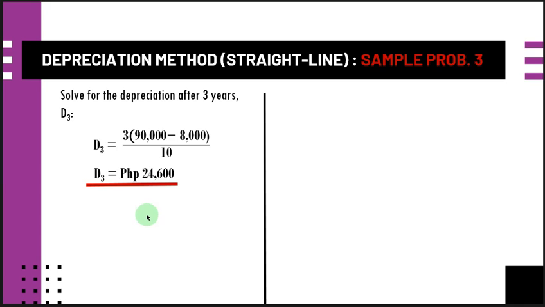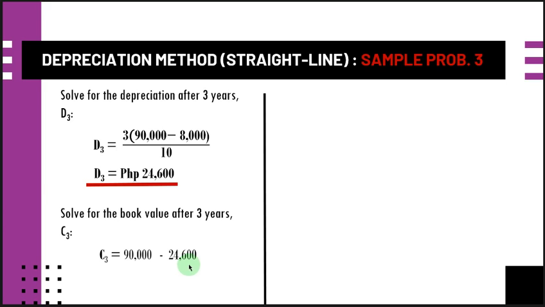We are going to solve for the book value after 3 years. So we have now this C subscript 3. By formula, our C subscript 3 is just our original cost, which is 90,000, this C sub O, minus the D sub 3, which is equal now to 24,600. So we can solve now our book value after 3 years, denoted by C subscript 3, which is equal now to 65,400 pesos. And this will be now our answer for this problem. This is now the book value after 3 years.